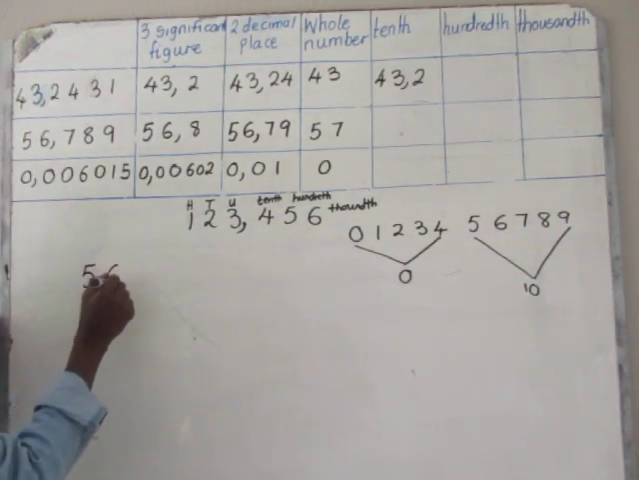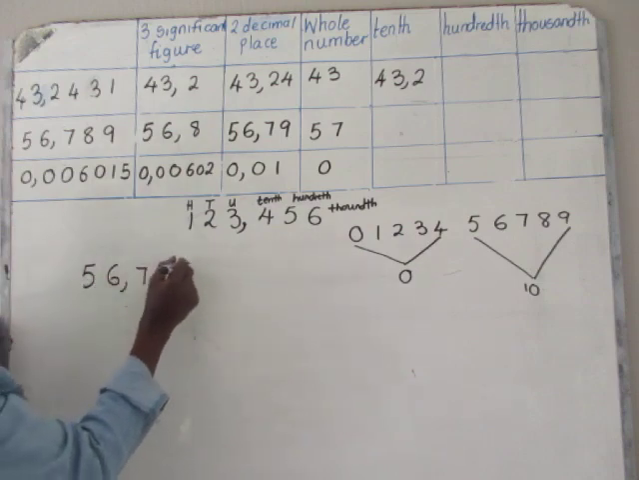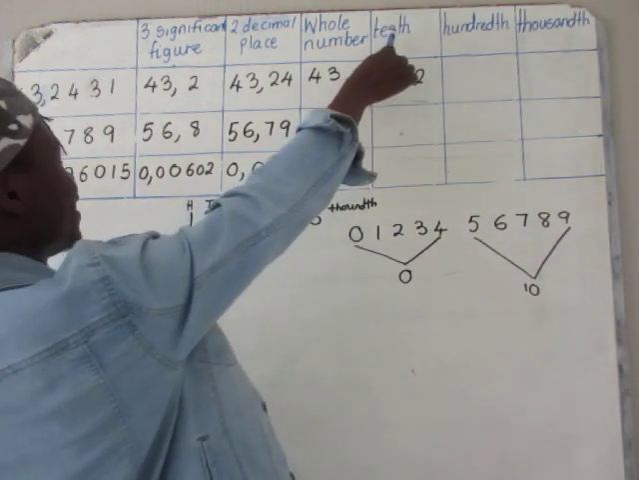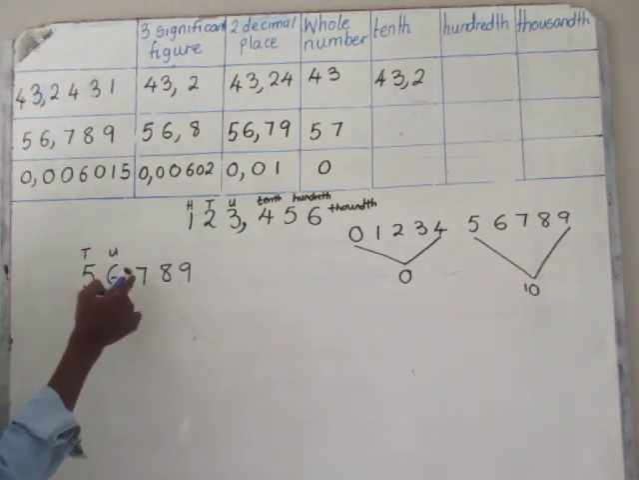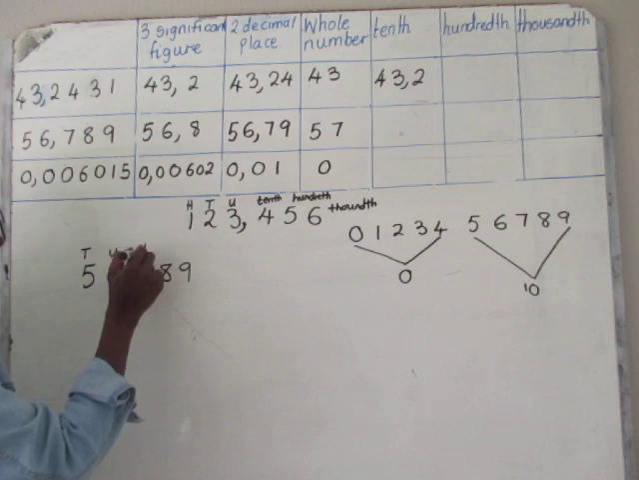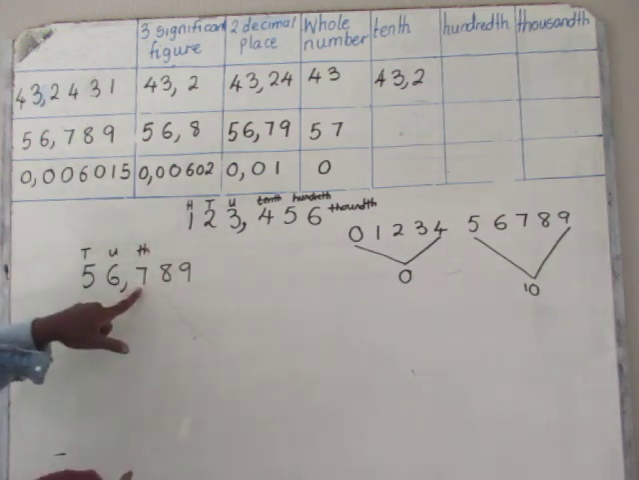Rounding 56.789 to the nearest tenth. Where is my tenth? Remember, this is units, tens. So this is the tenth. So I just want to be left with the tenth.